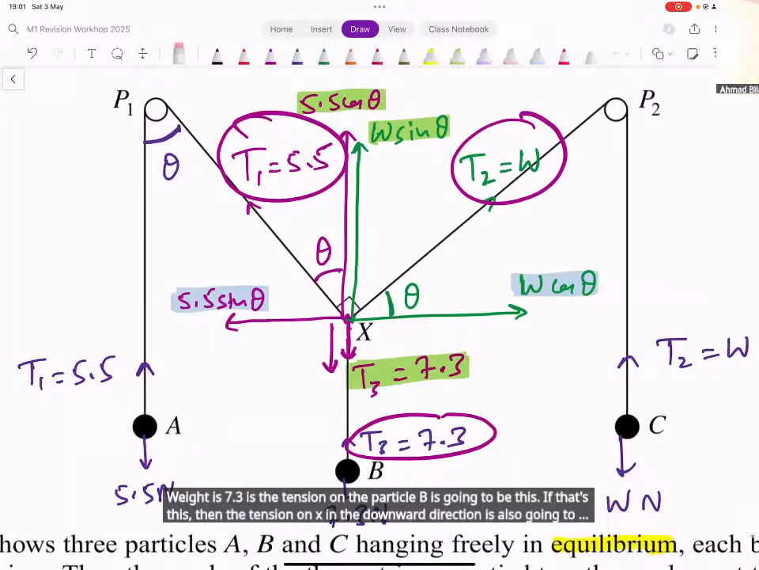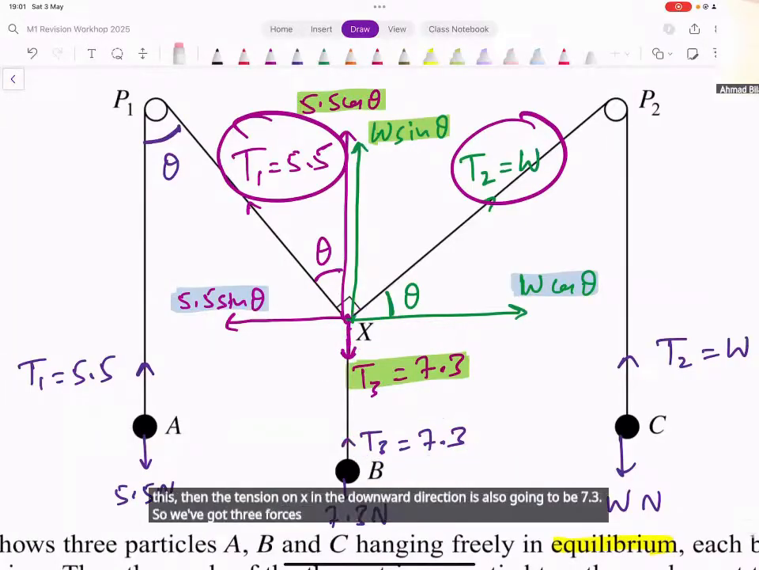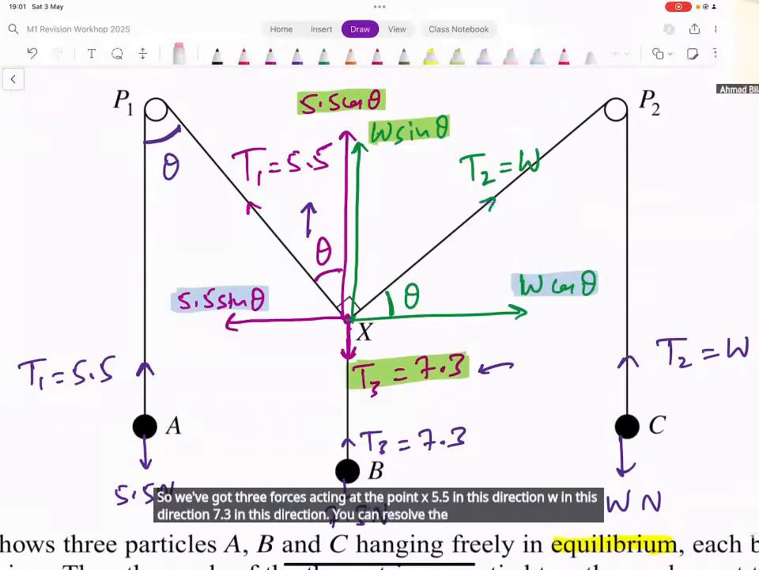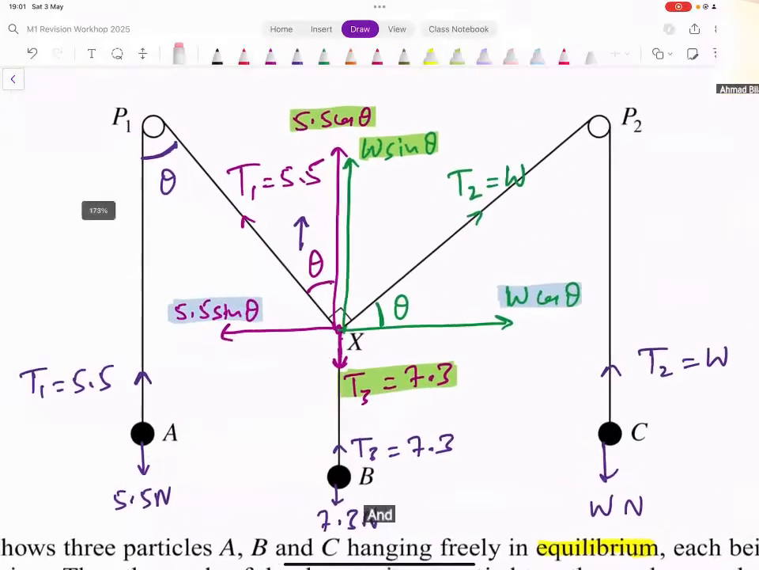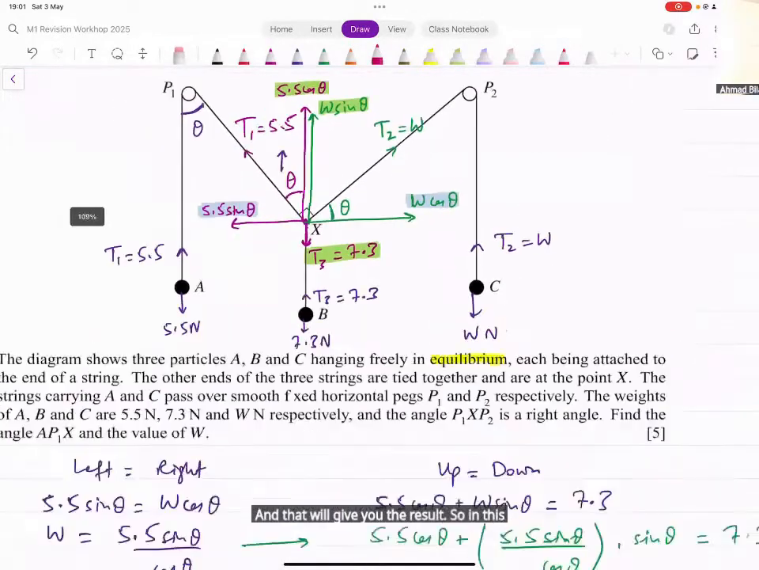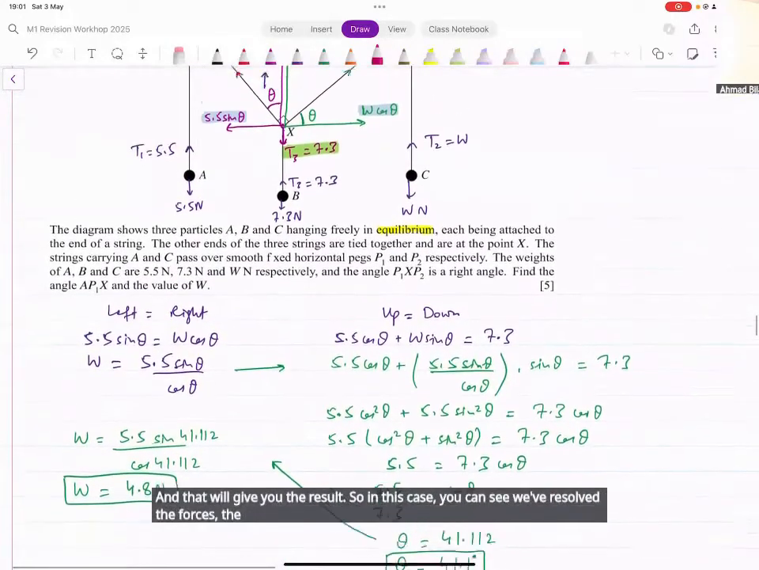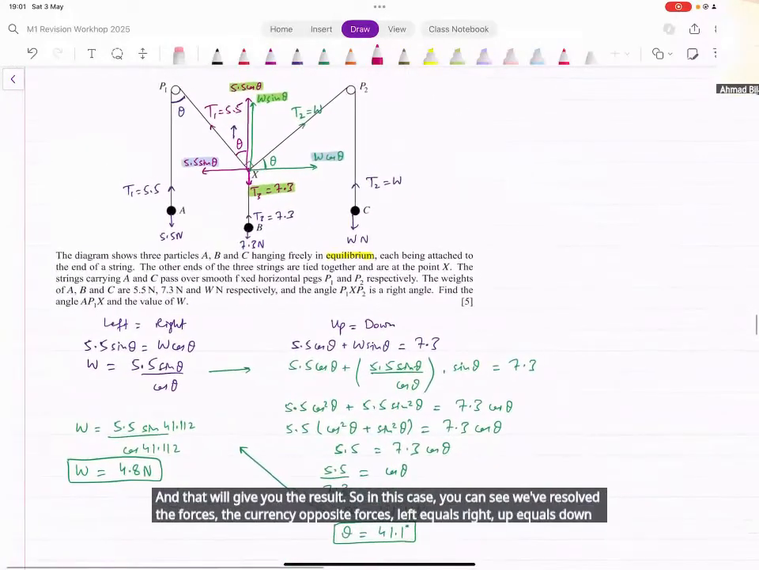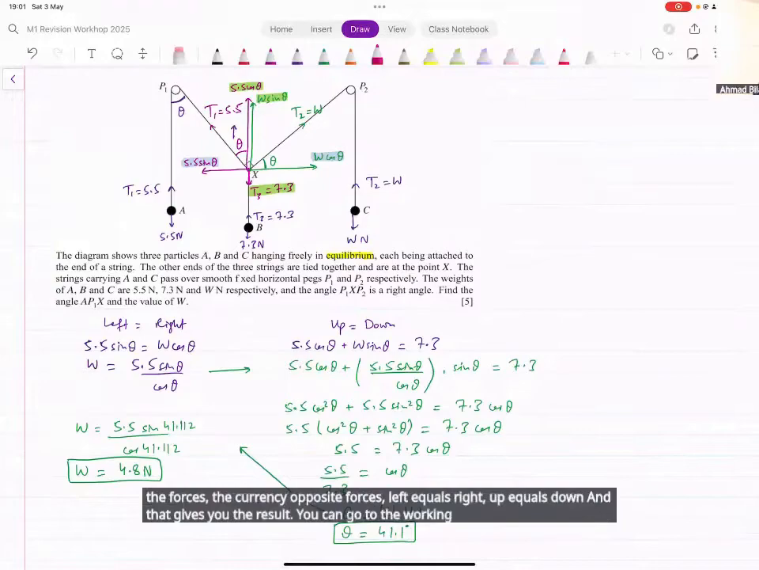So we've got three forces acting at the point X. 5.5 in this direction, W in this direction, 7.3 in this direction. You can resolve the forces, equate the opposite forces, and that will give you the result. So in this case, you can see if we've resolved the forces and equated the opposite forces, left equals right, up equals down, that gives you the result. You can go through the working. That's how it would work.